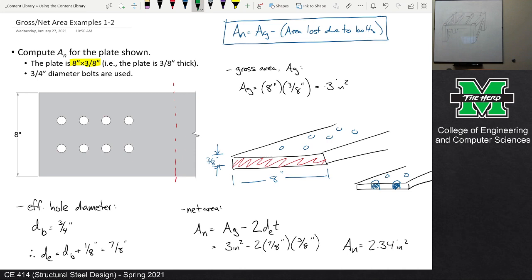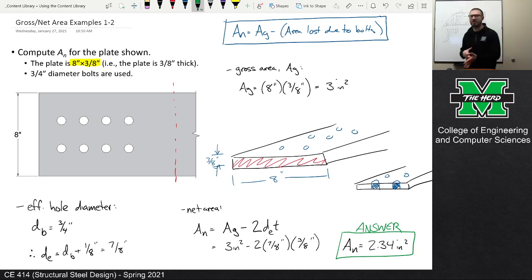There we go. Technology issues aside, we've gotten through our first problem. Okay, so are there any questions on this concept? The idea that, okay, we've got a plate, we can determine the gross area by looking at the cross section, and then the net area is the gross area minus the area lost due to the presence of bolt holes, and then the area of the bolt holes is the diameter times the thickness, and then we determine the number of bolt holes by the cross section cut. Is everybody okay with that? Any questions?